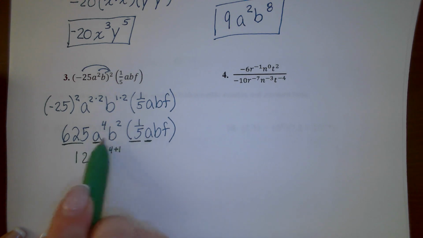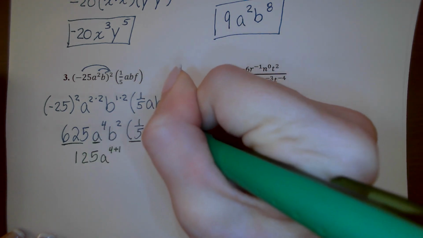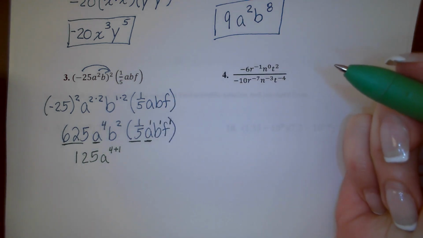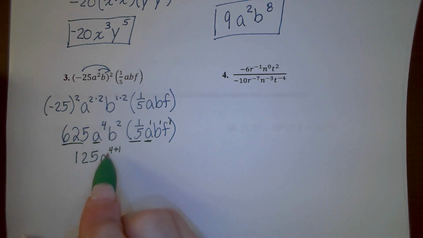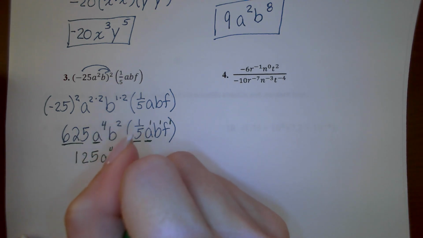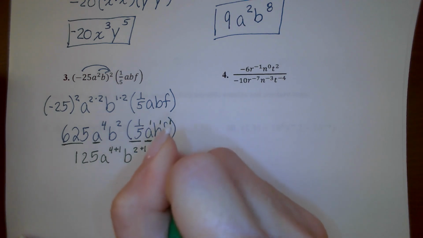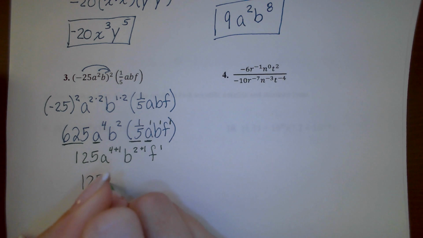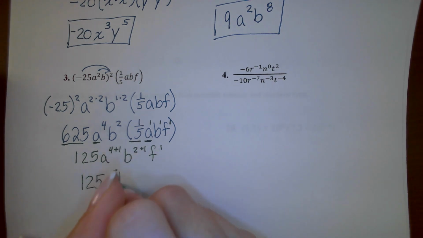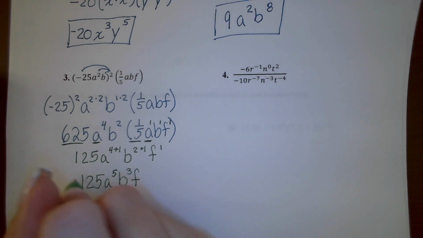When they each have their own base and the bases match, we add the exponents. But remember, there are always those invisible 1 exponents when you think there is no exponent. So we get a to the 4 plus 1, b to the 2 plus 1, and then just f to the first power. So from here, we simplify: 125, a to the 5th power, b to the 3rd power, f to the 1st power.